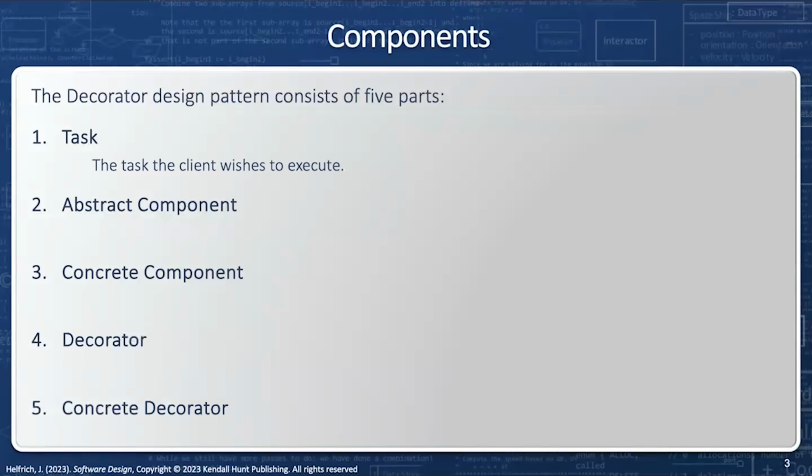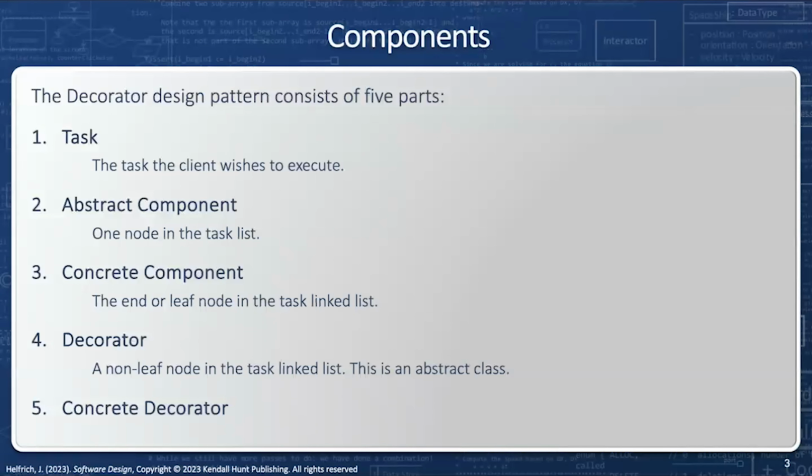This is going to be a collection of different subcomponents or parts that we're going to execute in any order or in any combination. The abstract component is one node in a task list. In other words, we're going to build a linked list of tasks. A concrete component is an end or leaf node to the task list. This is how we know that we're finished. The decorator is an abstract class which allows us to execute a task, and the concrete decorator represents one task. So this is a lot to put together, so let's see how it works.